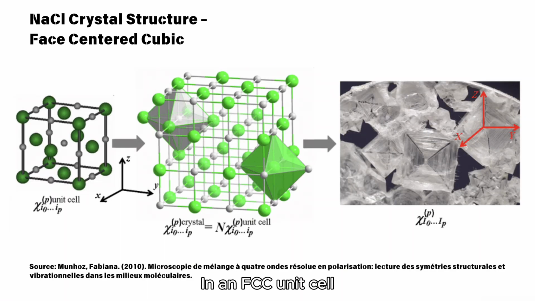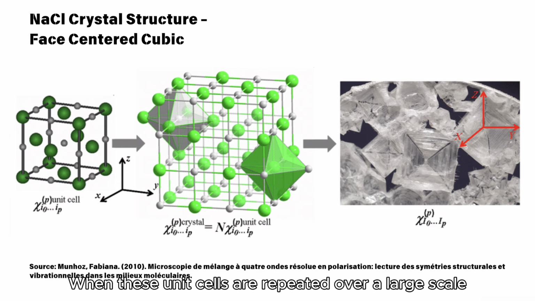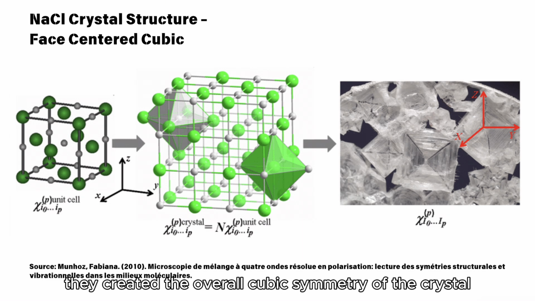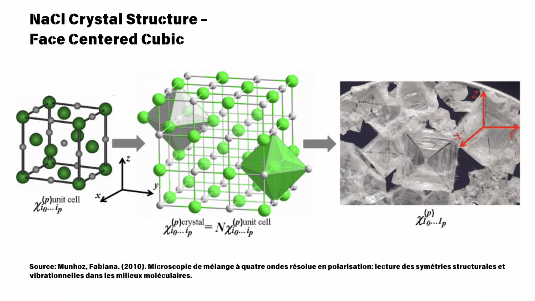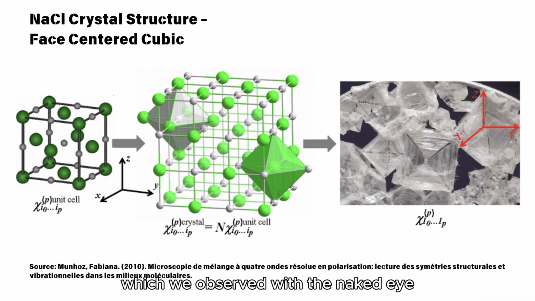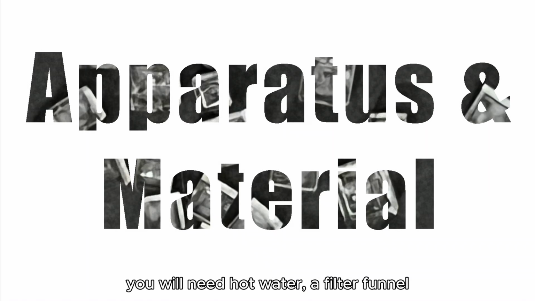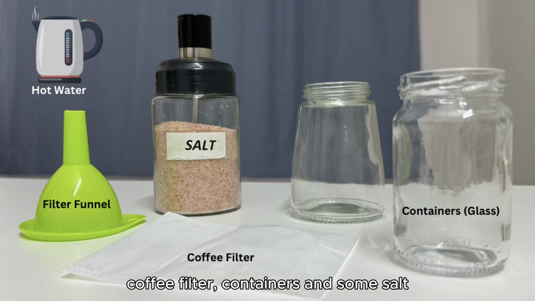In an FCC unit cell, the ions are positioned at each corner and at the center of each face of the cube. When these unit cells are repeated over a large scale, they create the overall cubic symmetry of the crystal. This explains why the macroscopic crystals of NaCl, which we observe with the naked eye, naturally form a cubic shape. To grow NaCl crystals, we will need hot water, a filter funnel, a coffee filter, containers, and some salt.